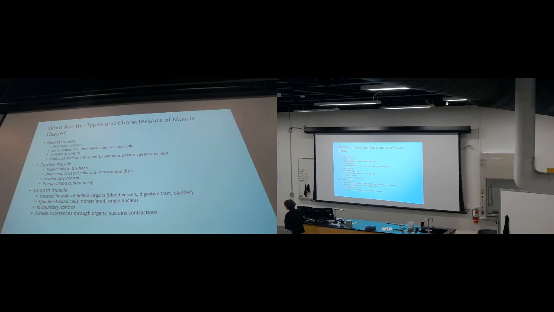In terms of shape, the cells in the skeletal muscle are long and cylindrical. They don't branch. In the case of cardiac muscle, they are short, cylindrical, and they branch. And in smooth muscle, they have a thick middle part and tapered ends, so it looks like a spindle.